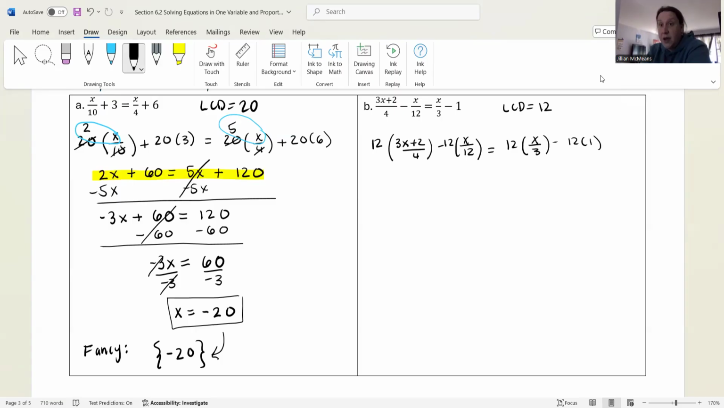Now we want to simplify and just clear out those fractions. So in the first term, I have a denominator of 4. I want to see how many times 4 will go into the LCD of 12. So 4 will go into 12 3 times. And what this does is it leaves me with 3 times that entire numerator. Keep your numerator in parentheses.